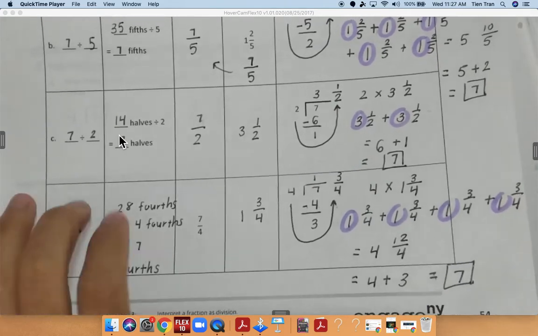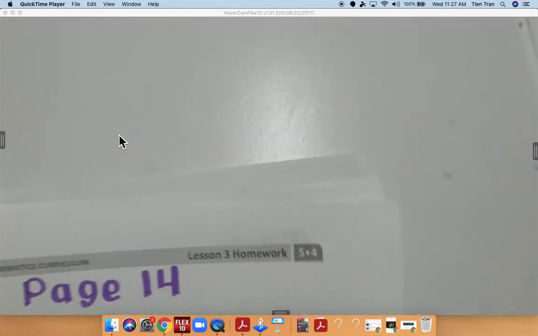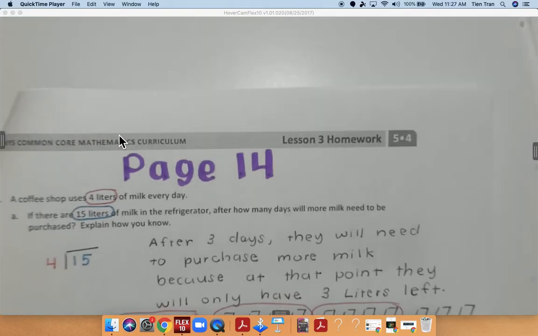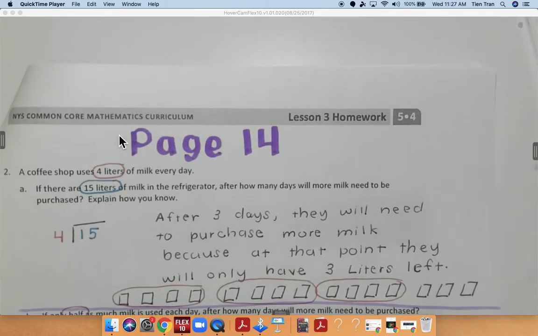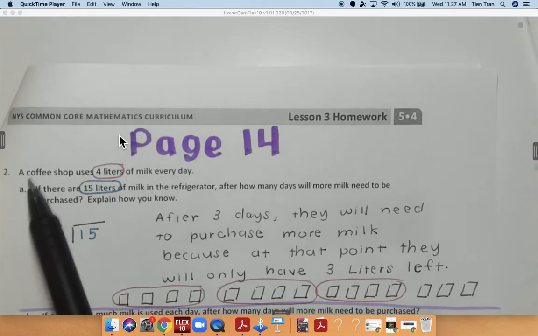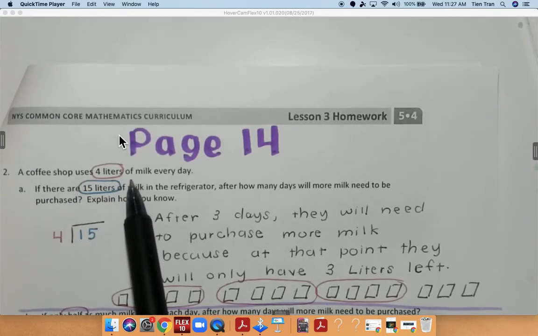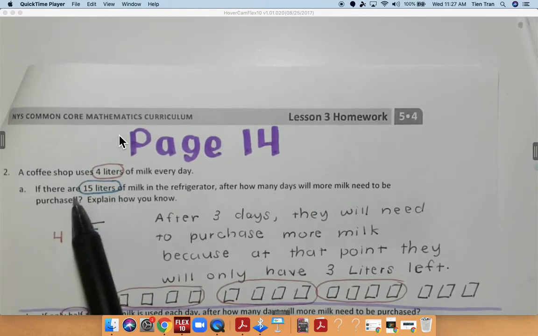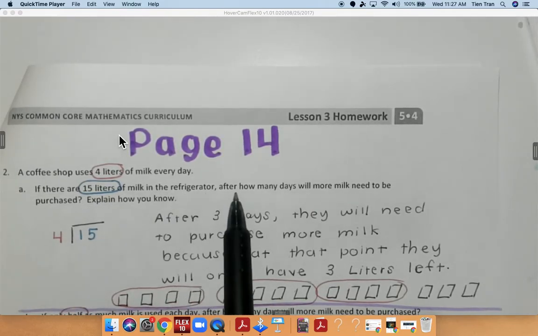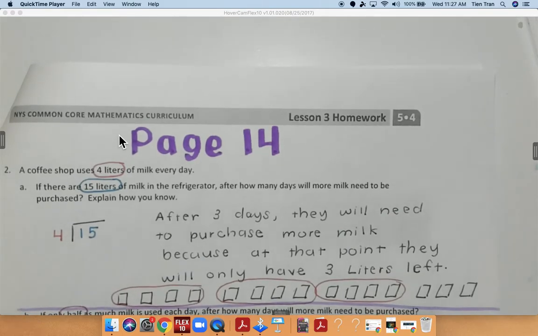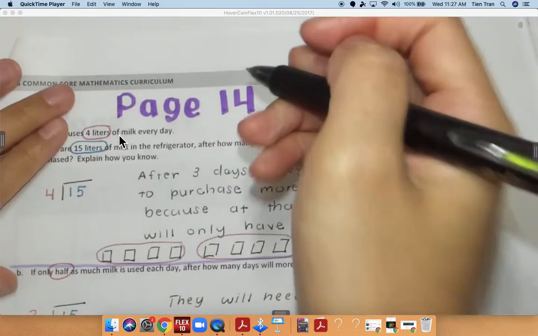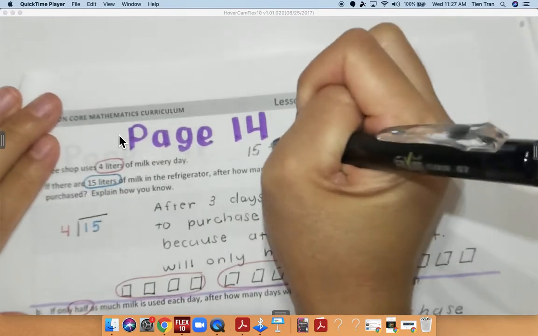Now I'm going to turn the page. And we're working on page 14, and I'm going to read the first question out loud for you to hear. So it says here, a coffee shop uses 4 liters of milk every day. If there are 15 liters of milk in the fridge, after how many days will more milk need to be purchased? Explain how you know. To figure this out, I would divide 15 divided by 4.